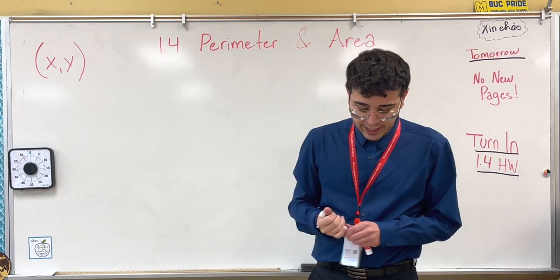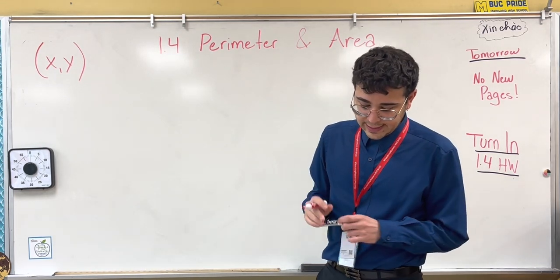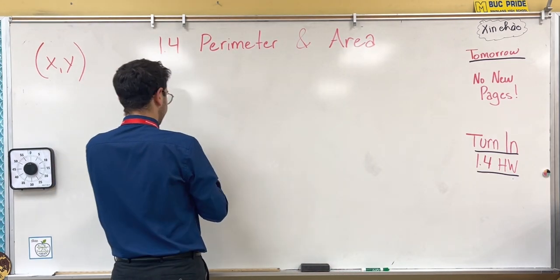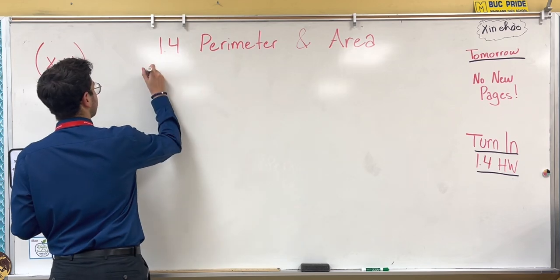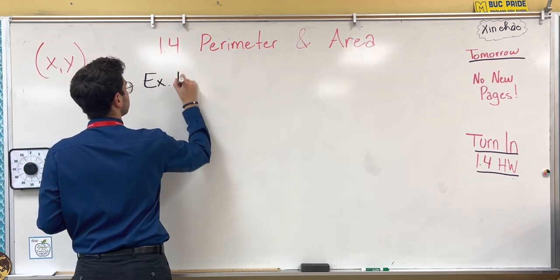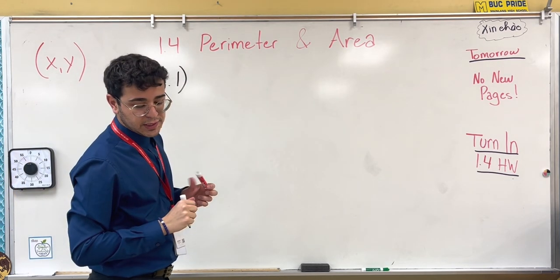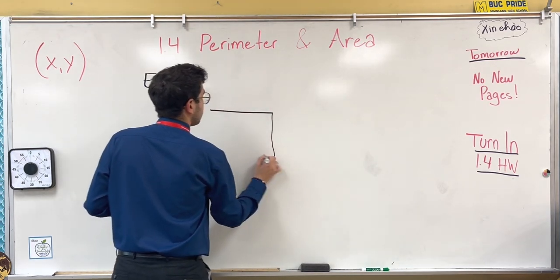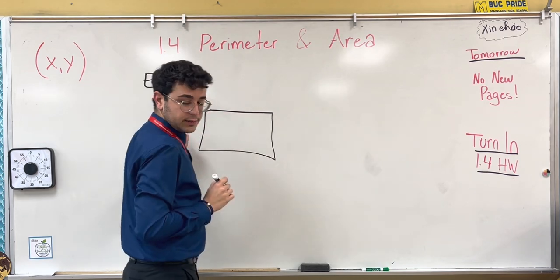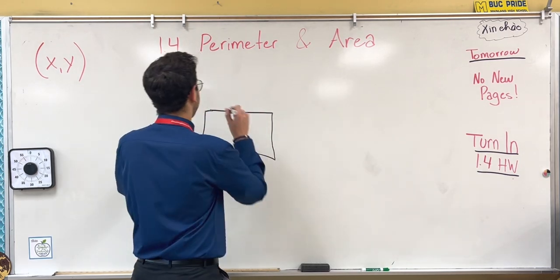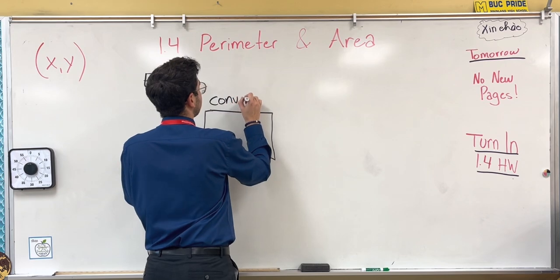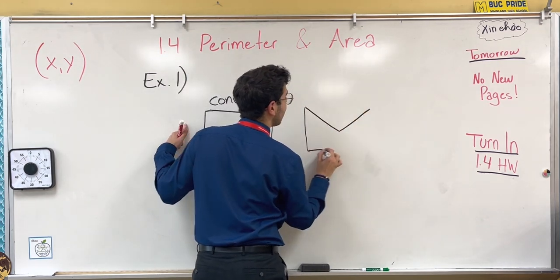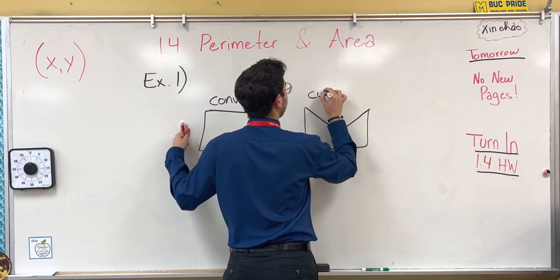So let's look at page 48 now on example 1, classifying polygons. So this is example 1, classifying polygons. There are 2 types of classifications in this chapter. We have our regular polygon, which we call convex. And then we have our irregular polygon that we call concave.